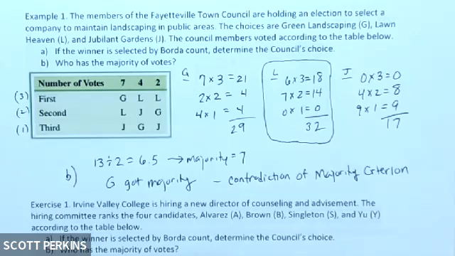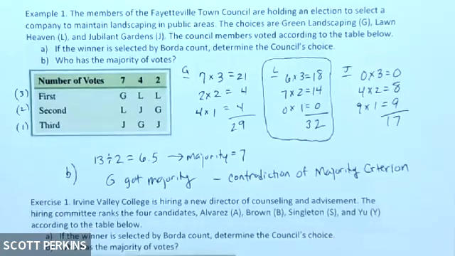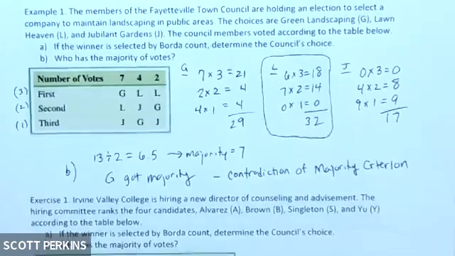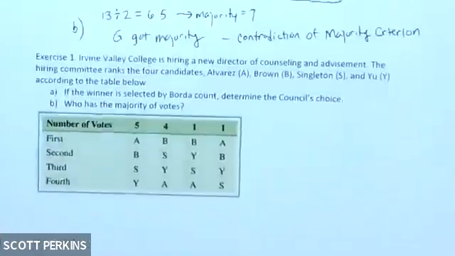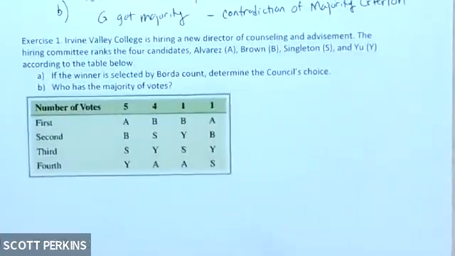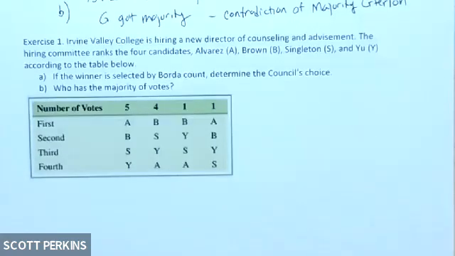That's my example. You're going to do the same sort of thing with yours. I've never done this example. I just picked it out of the book this morning. So I don't know if this one is a contradiction or not. So you are going to determine that for me. So do the same thing. Determine who wins this election by the Borda count method, and then determine who got the majority and if there is a contradiction.